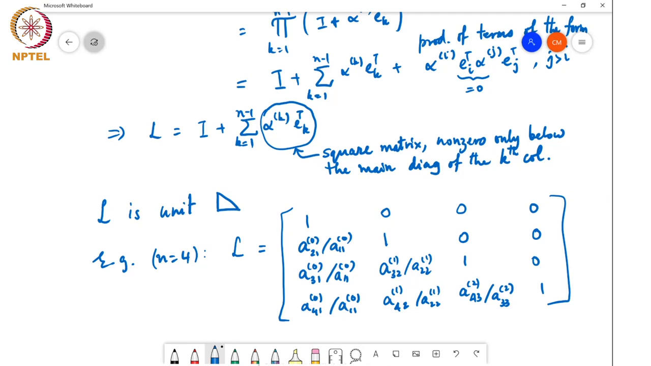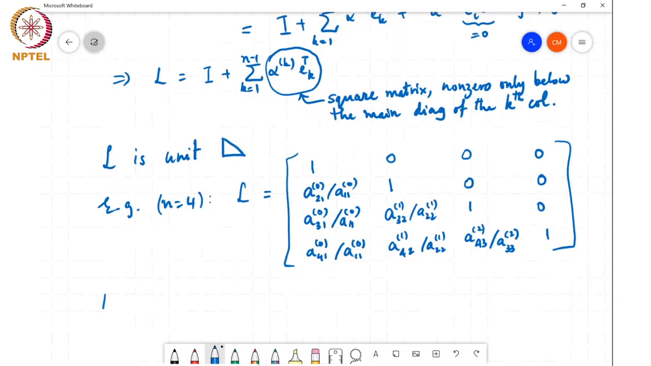And Gaussian elimination itself is order 2n cubed over 3 floating point operations. And that same thing carries over to the factorization I just discussed. In fact, it is the lowest of any triangularization technique for square matrices without exploiting any further structure in the matrix. Now, since L is unit lower triangular, the determinant of L is equal to 1. So I've already written that: determinant of L equal to 1.